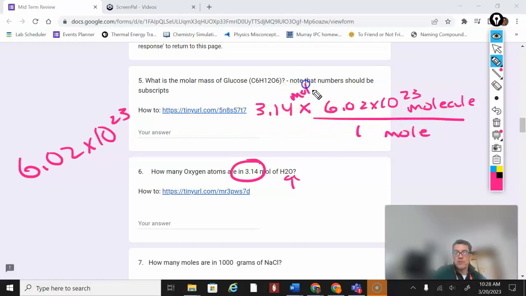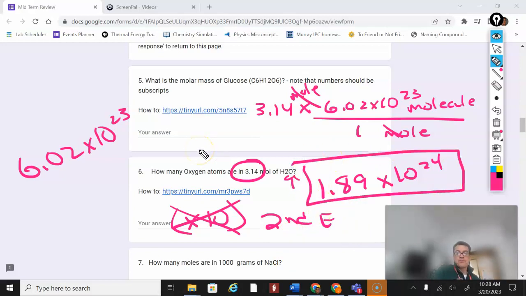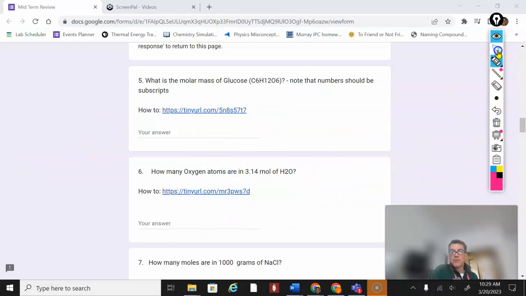This was 3.14 moles. So the moles are going to cancel out. 3.14 times 6.02 times 10 to the 23rd. My math ends up giving me 1.89 times 10 to the 24th. Remember, in your calculator, we're not ever putting times 10 in the calculator, so let's don't do that. We need to hit the second E button so that that's what shows up on your calculator when you do that. So make sure you're rounding your answers correctly, estimating correctly. So that's how we get our answer for number 6.